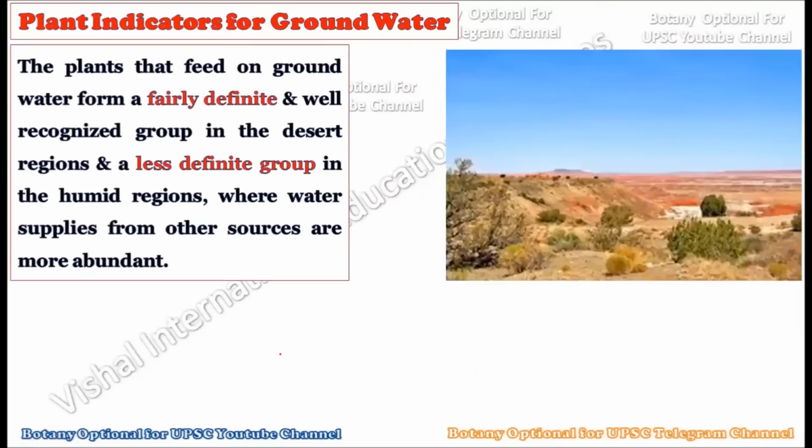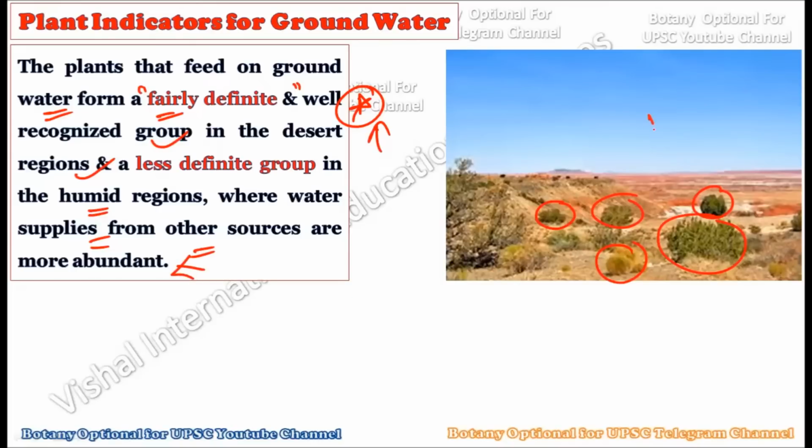Now see, the plants that feed on the groundwater are fairly definite. This is very important. This point will be the core of your answer, because there are some plants. Now observe in this picture, you will see many different types of plants present in this desert. Not all of these plants are indicators of the groundwater, but some of them are a fairly definite and well organized group of the desert region which show the presence of the groundwater table. And there is a less definite group as well in the humid region where the water supply from other sources is very abundant.